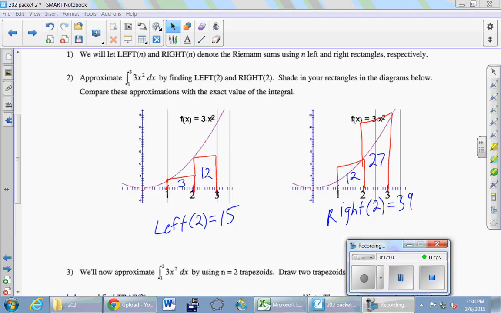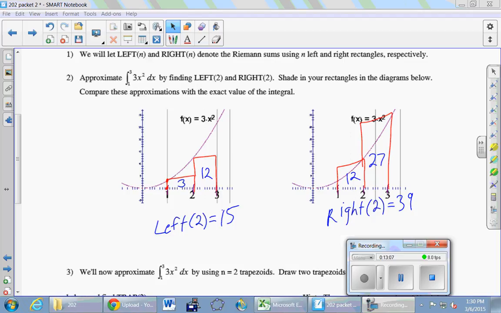What's that? Oh yeah. Don't approximate. You got to use the 3x squared. Yeah. All right. So 12 and 27. We okay with that? So right of 2 is 39. The real answer, like the exact area, is something between these two, right? One of them is an overestimate, the other is under.